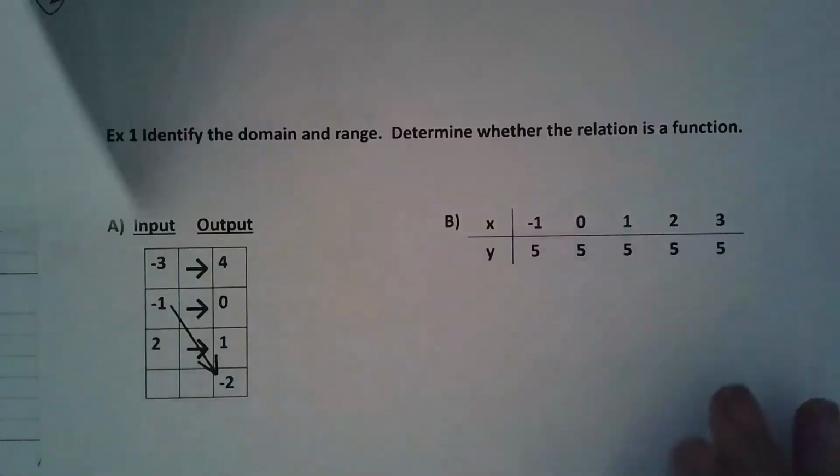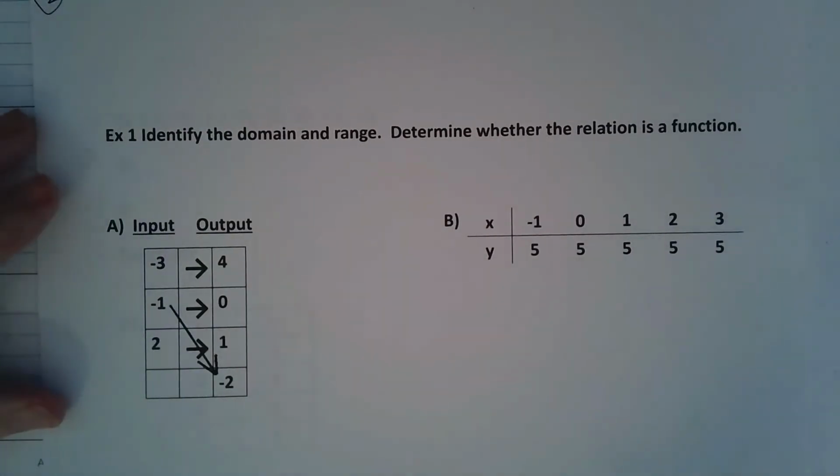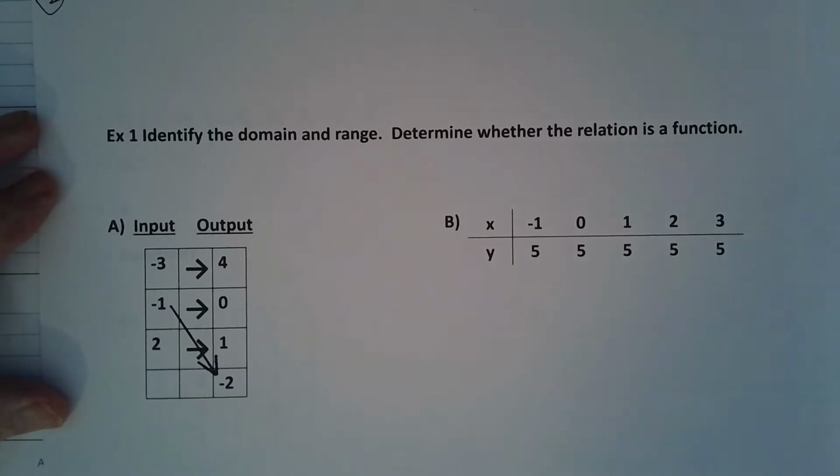Okay. So, in this first example, we're going to identify domain and range, and we're going to determine whether the relation shown is a function. So what is a relation? That's really the kind of gatekeeping issue.